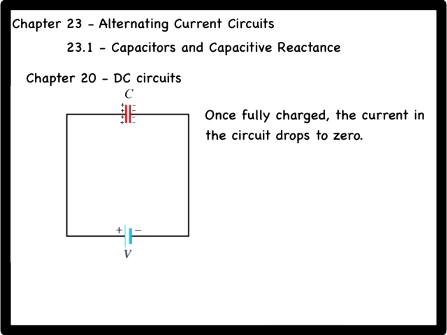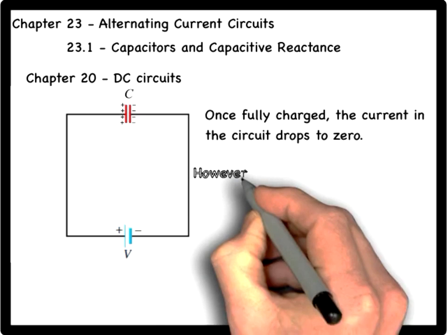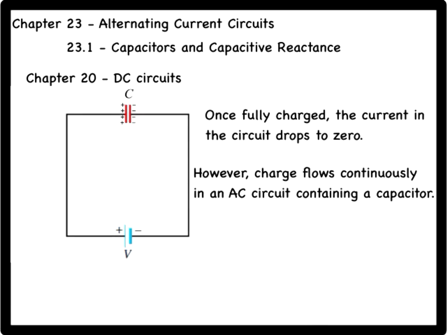The polarity of the voltage applied to the capacitor continually switches back and forth, and in response, charges flow first one way around the circuit and then the other way. This flow of charge surging back and forth constitutes an alternating current. Thus, charge flows continuously in an AC circuit containing a capacitor.